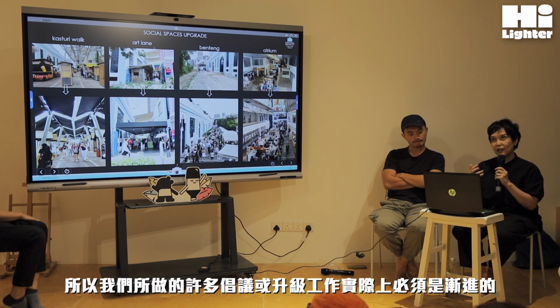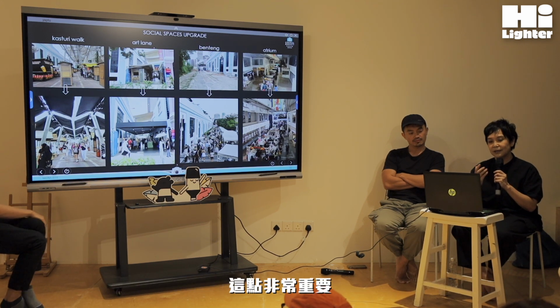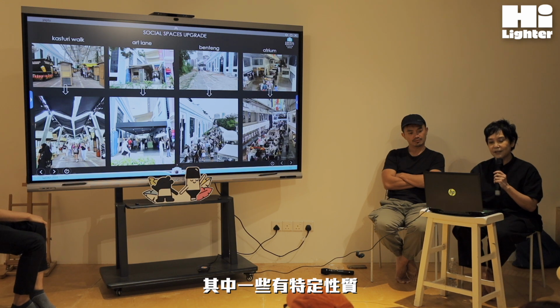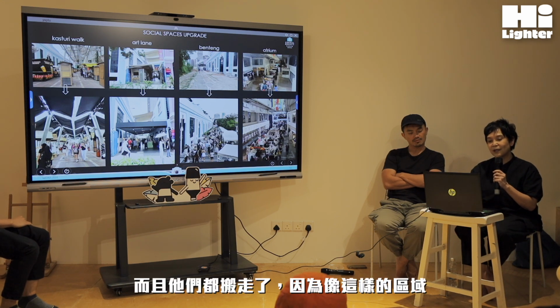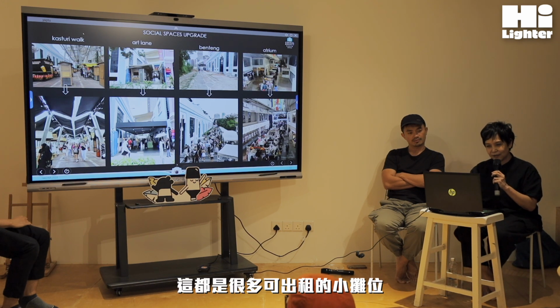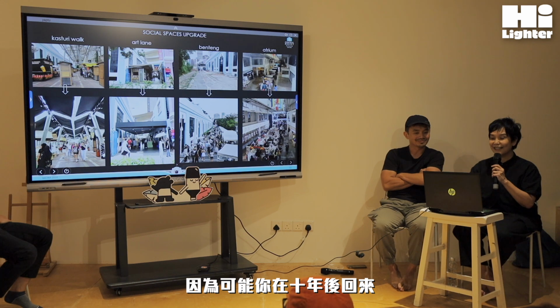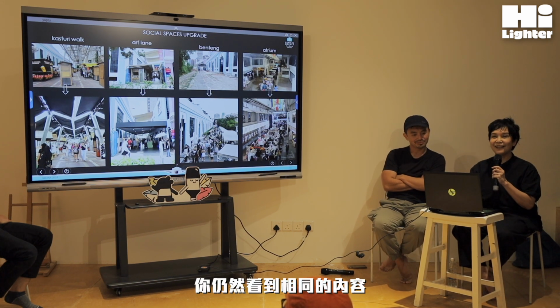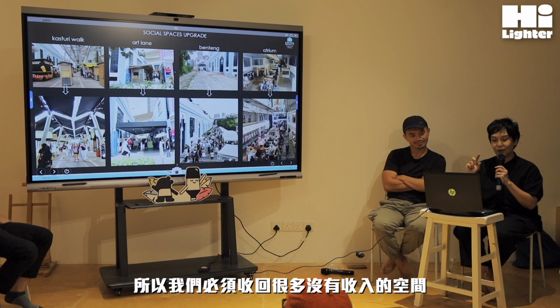So a lot of the initiatives we do, or upgrading work, have to be incremental. It's actually quite important that they're incremental. Some of them have a certain nature now, and they have all moved, like this area, the lane between Central Market and the Annex Building. There were all these little boxes, all rent, can make money here. We had to get rid of it, because 10 years later, you can come back and still see the same content. So how do you create vibrancy? It must change every week. Take that out, replace it with bazaar, etc. So we had to reclaim a lot of spaces which have no revenue.